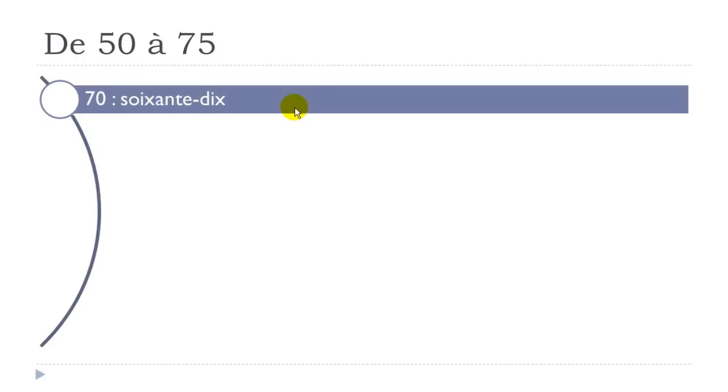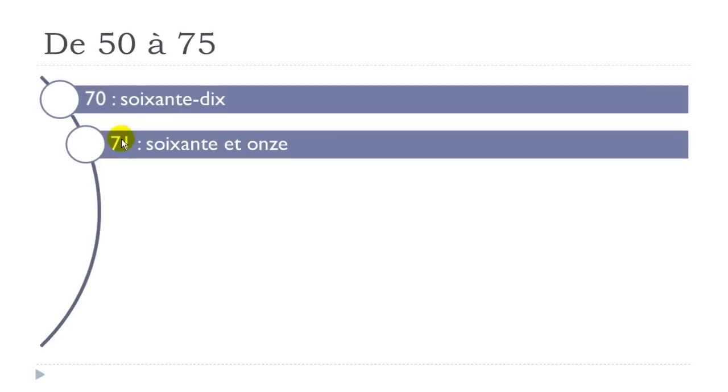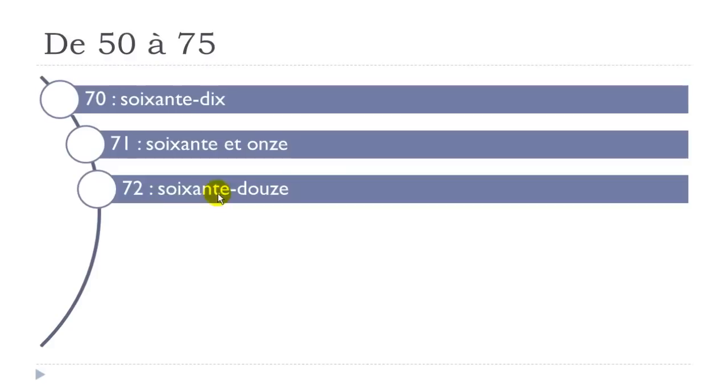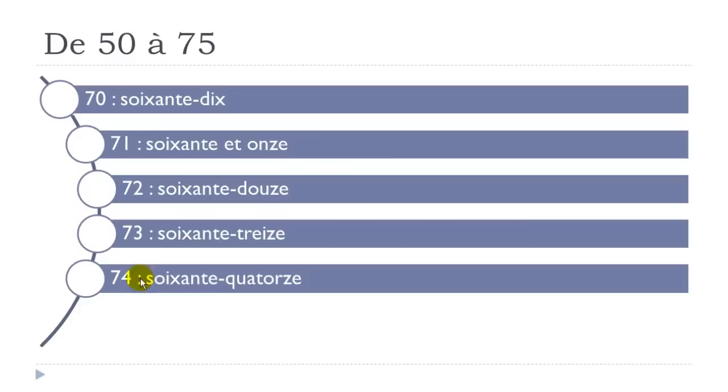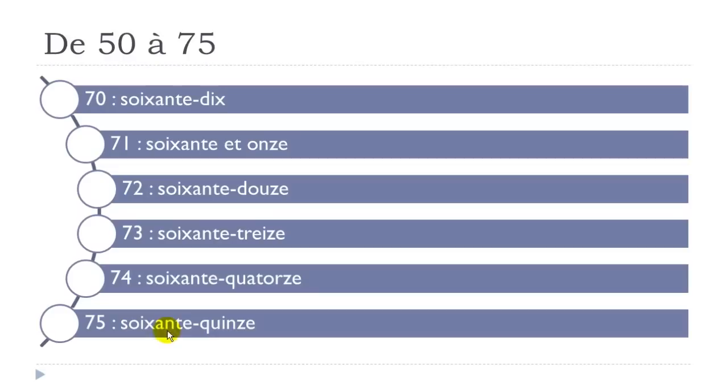70. 71. Okay, so you can see here now, 60 and then 11. 72. Same thing here, 60 and then 12, okay? 73. 74. 75. Okay? So we won't go further.